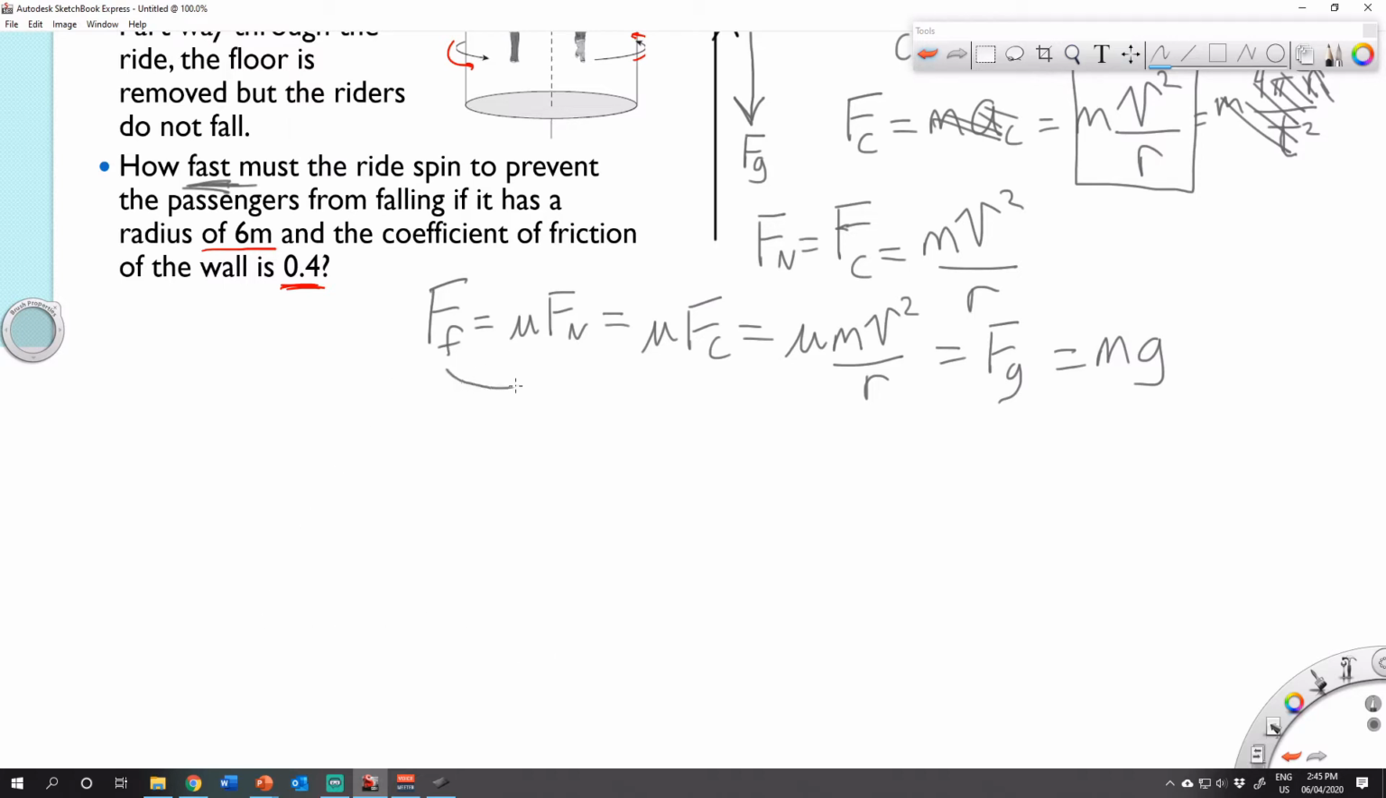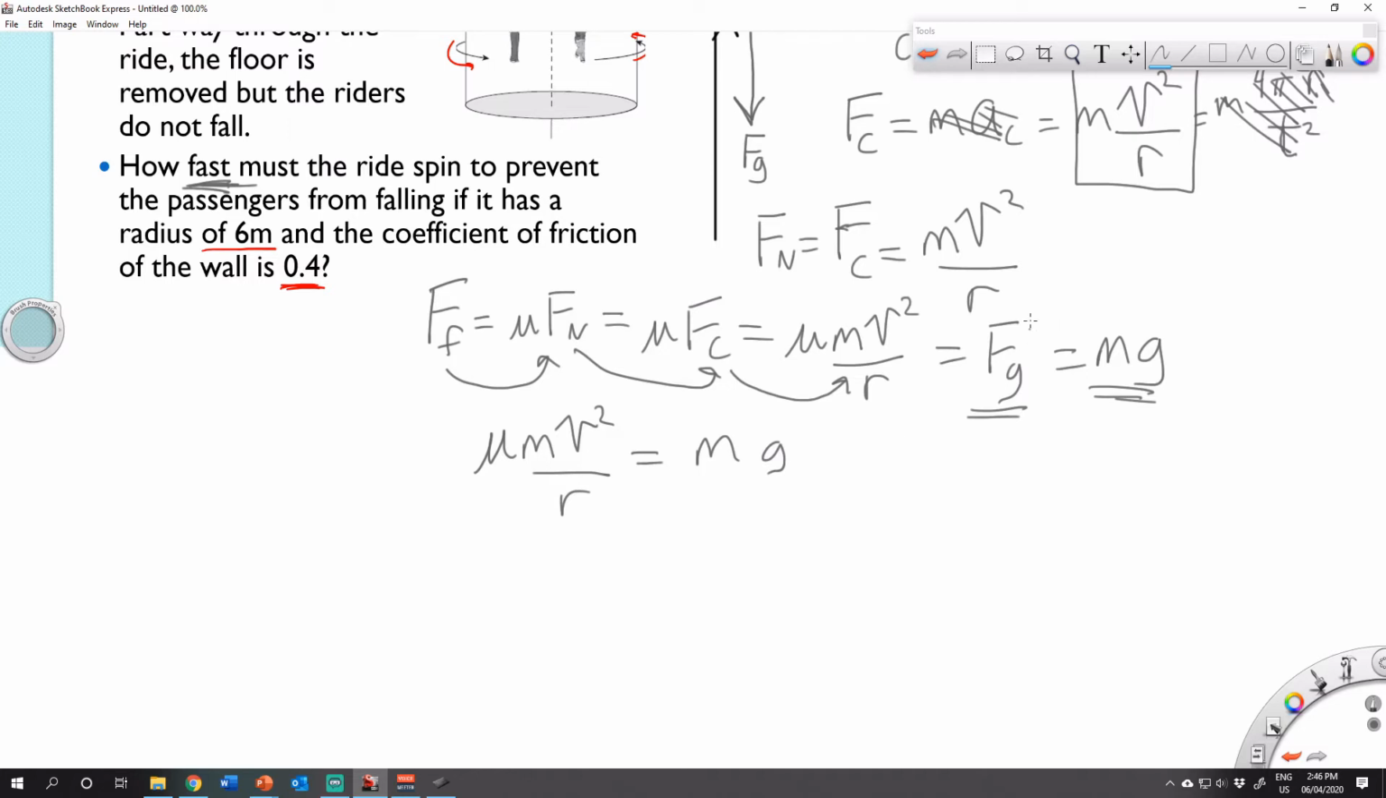So the force of friction is equal to this. We know that normal force is equal to that. We know that that's equal to this expression here, which has to equal the force of gravity. Ultimately, what this means is that this equation, mu times mass times v squared over radius, must equal mass times gravity.